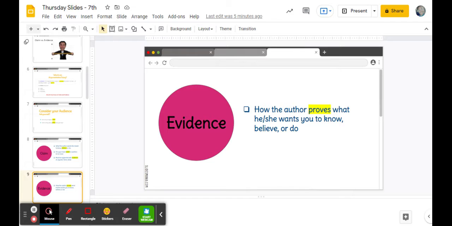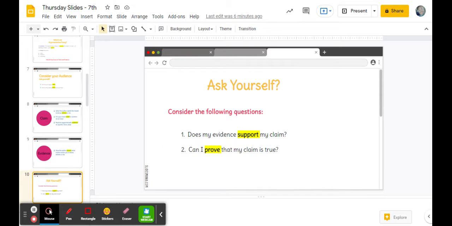And speaking of evidence, this is how the author proves what he or she wants you to know, believe, or do. So in order to back your claim, you have to have evidence. Without that evidence, am I going to believe you? No, because you have nothing to prove what you're saying is true. So when you're looking at your evidence, you need to ask yourself, does my evidence support my claim? And can I prove that my claim is true?